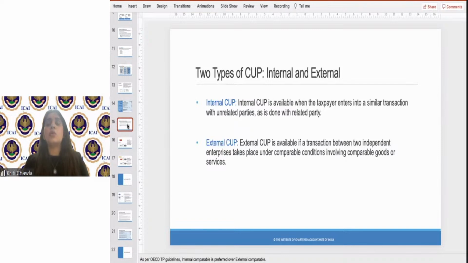Internal CUP is when you have a similar transaction with unrelated parties as is done with the related party. An external CUP is when there are independent enterprises' transactions which are taking place. This is very confusing right now, but I have two examples which will make internal CUP and external CUP very, very clear to you guys. Why are we differentiating between internal CUPs and external CUPs? Well, that is because internal comparables are preferred over external comparables. And how is that? You'll get to know when we discuss the examples.